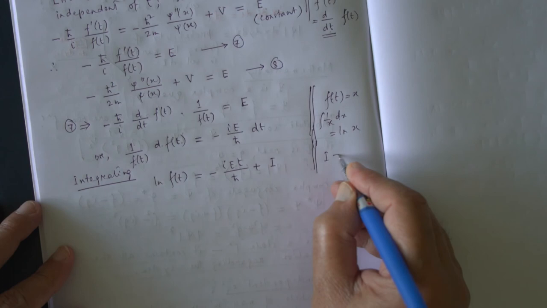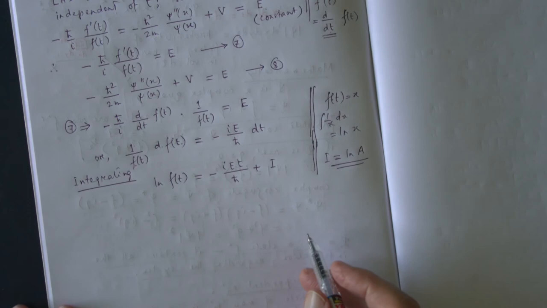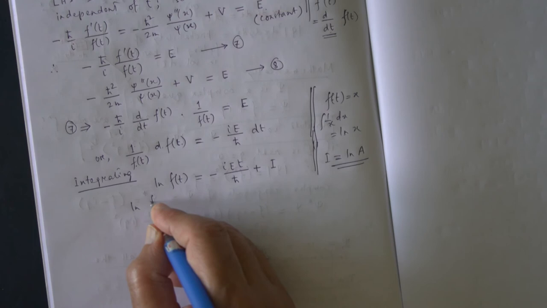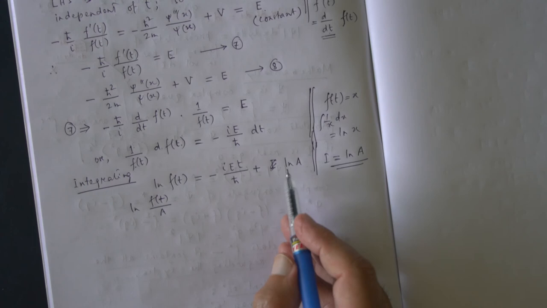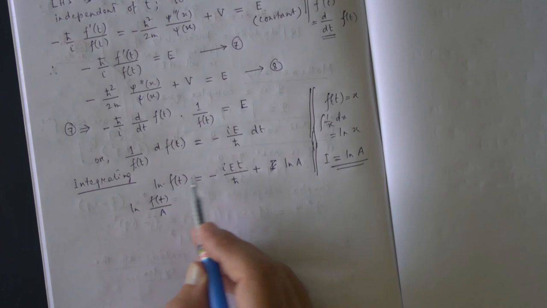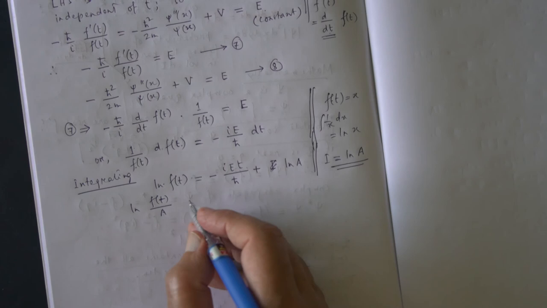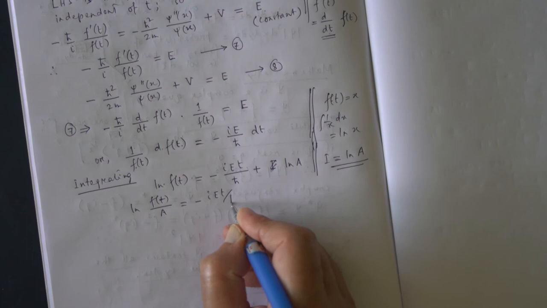Let me write I equal to ln A. Then what we get? ln f t by A, because if I write ln A, this side minus, so log m minus log n equals log of m by n, equal to minus i E t by h bar.